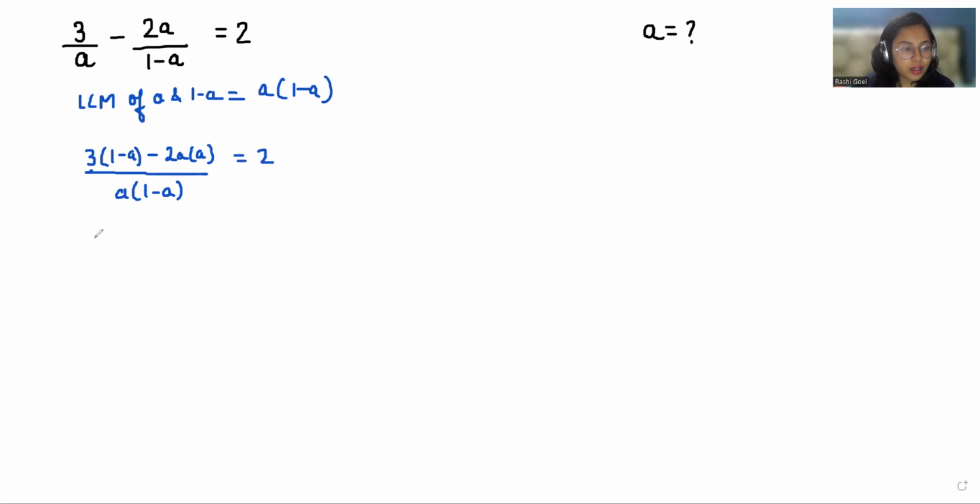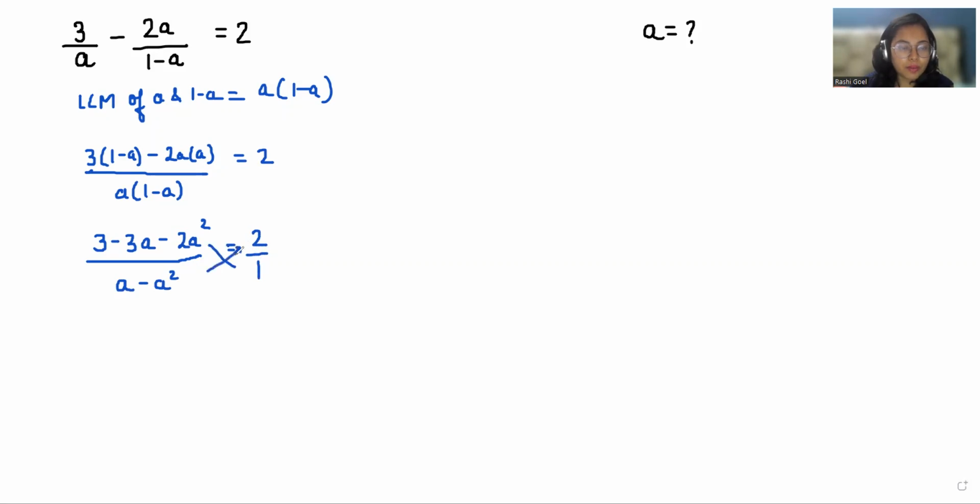Now we solve the brackets. So here 3 multiplied by 1 is 3, and 3 multiplied by minus a is minus 3a, minus 2a multiplied by a is minus 2a square. Similarly, we do the multiplication in the denominator also. So here a multiplied by 1 is a, and a multiplied by minus a is minus a square. It's equal to 2 divided by 1.